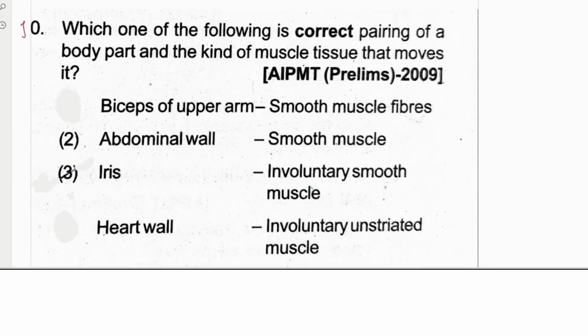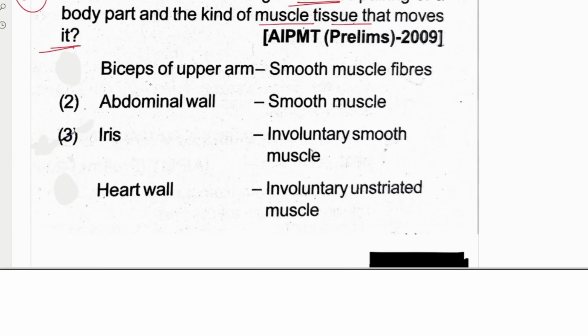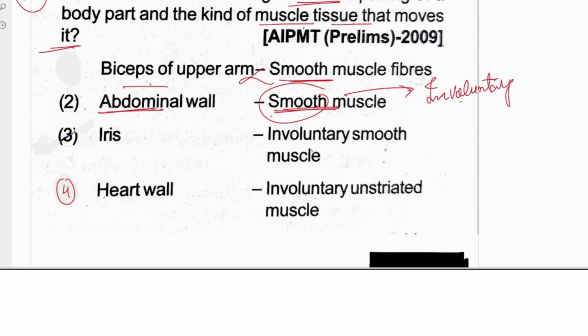Now let's see question number 10. Which one of the following is the correct pairing of the body parts and the kind of muscle tissue that moves it? Here smooth muscle, involuntary and voluntary muscles, they have given. So let's see, biceps of the upper arm, they are showing smooth muscles. It is not correct. First of all, abdominal wall, it is actually not smooth muscle. It is actually voluntary muscle. Smooth muscles are involuntary, while the abdominal muscles are voluntary. So again it is incorrect matching.